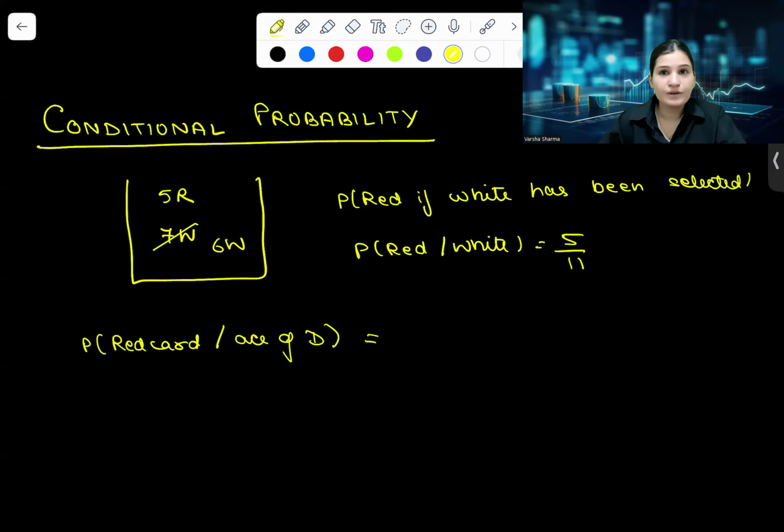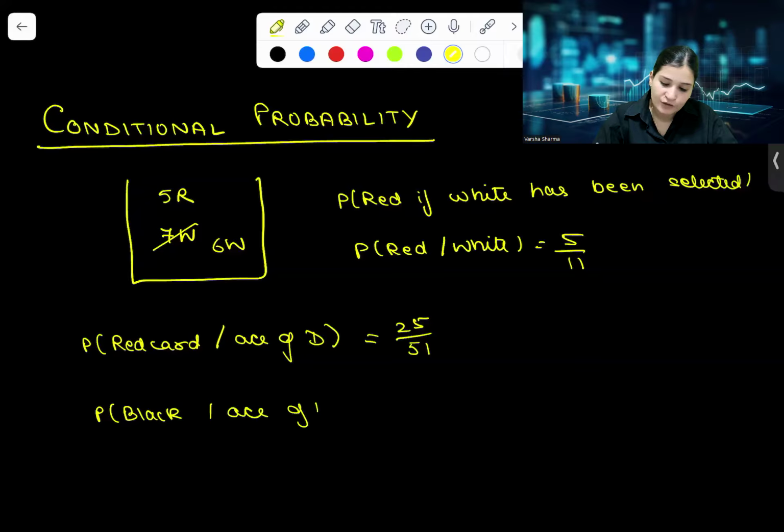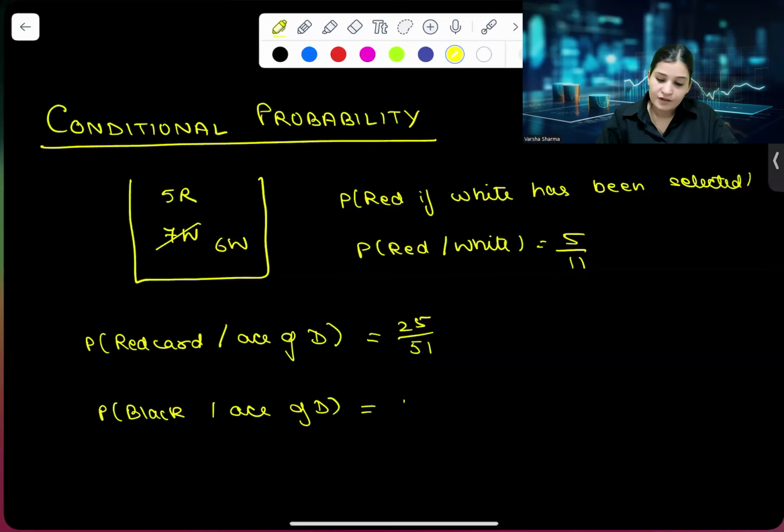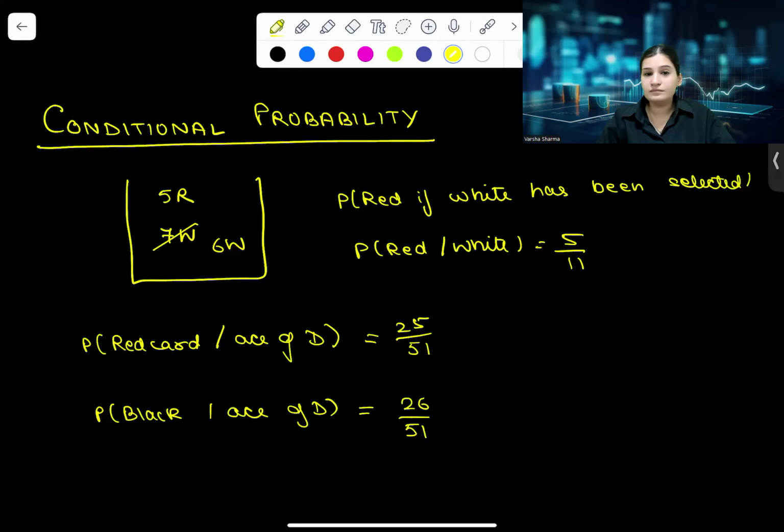So in total there are 52 cards, but I already took out one card. So now the total number of cards is 51. Ace of diamond is also red in color. Earlier there were 26 red and 26 black. One of the red cards I took out, so the count of red cards has reduced. So it will be 25 upon 51. If I had written probability of a black card if ace of diamond was already taken out, what would be the answer? 26 by 50. All of you understood?